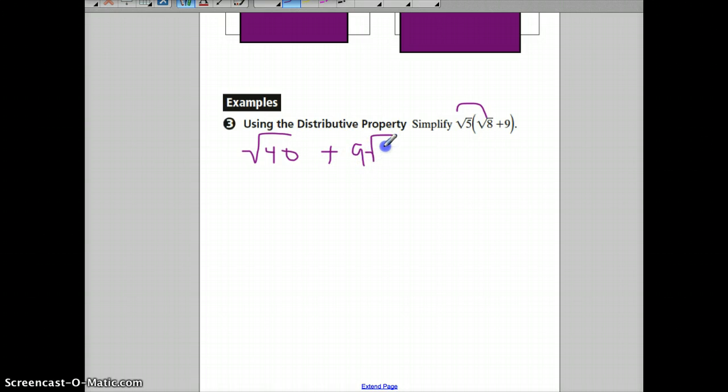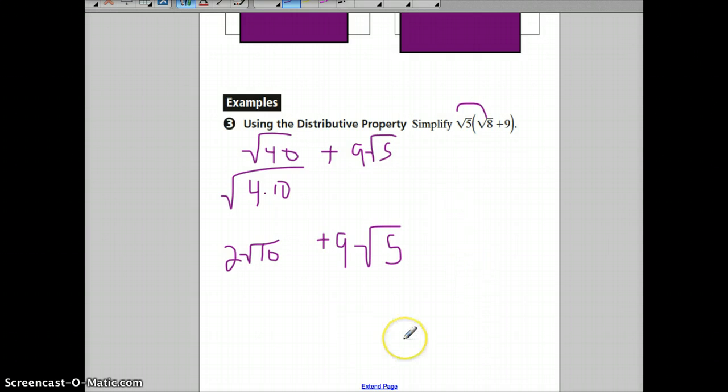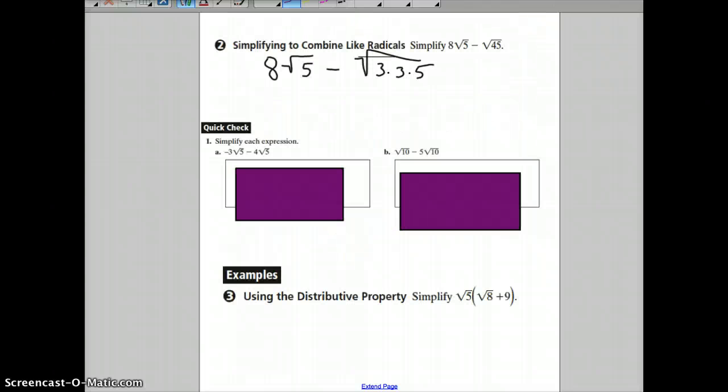Now the square root of 40 is not simplified because we have a perfect square factor of 4. So we can take out that 4. Remember, 4 times 10 gives us 40, and we know that the square root of 4 is 2. So we have 2 root 10 plus 9 root 5. Can we add those terms? No, we cannot because they are not like terms. Be very careful there.